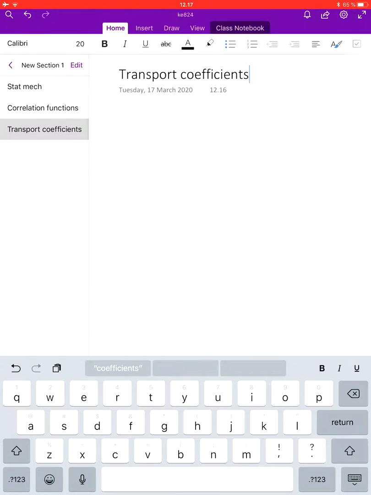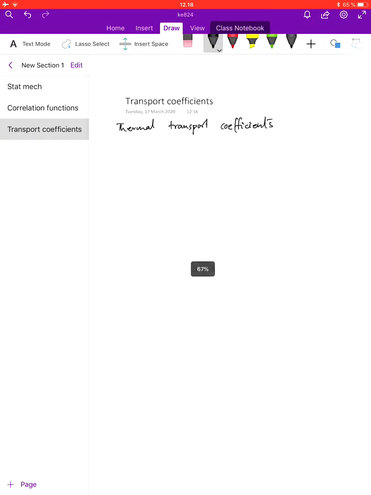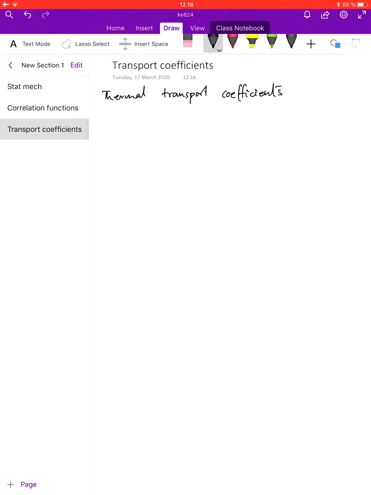Here is a short note about transport coefficients, or thermal transport coefficients, which can be calculated in simulations. The general form of transport is J equals minus L multiplied by the gradient of some quantity x.